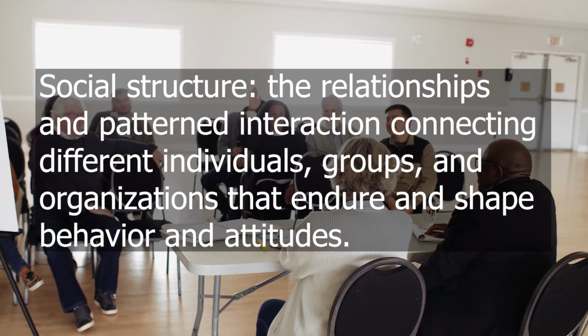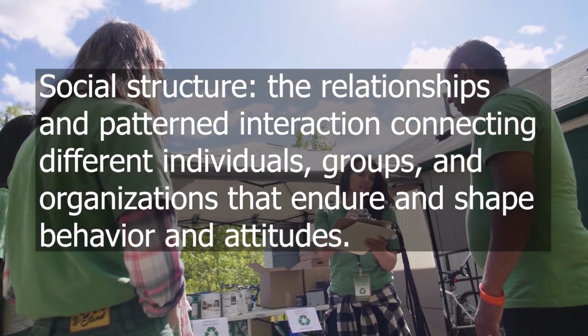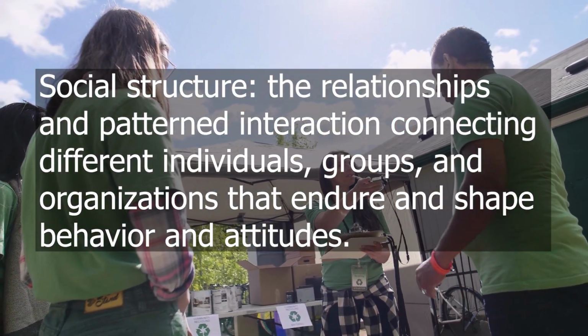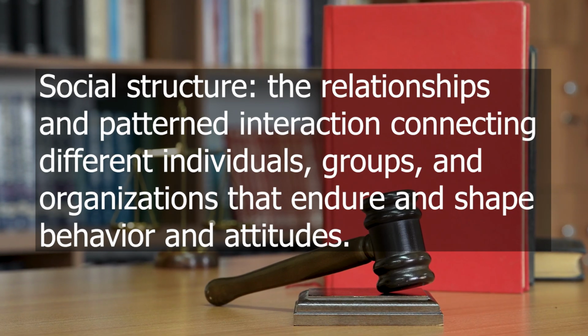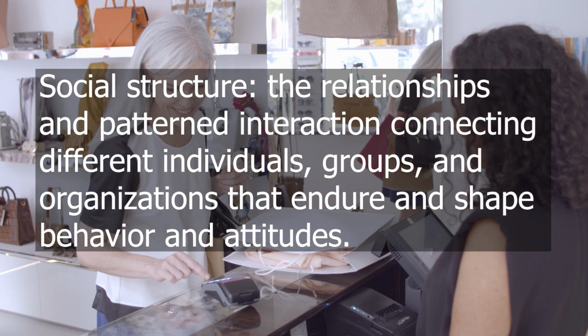Social structure is the second key concept. It refers to the relationships and patterns that connect individuals, groups, and organizations. It's the framework that shapes our behavior and attitudes. Think formal rules like laws and informal norms like saying thank you.